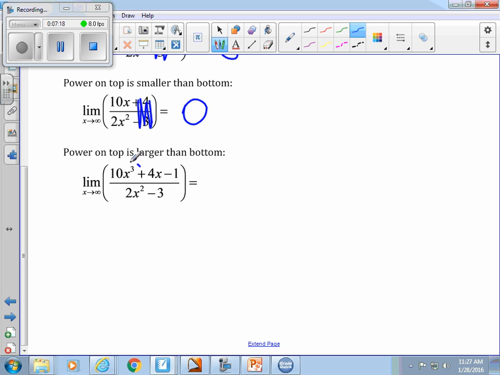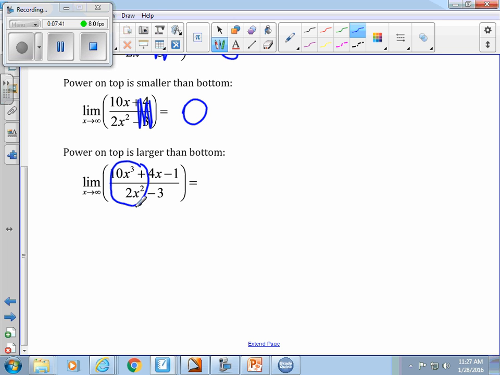If the power on top is bigger, this is a case we haven't talked about because on the bell ringer you said no horizontal asymptote. We are going to go ahead and put an answer on this limit, but it's either going to be infinity or negative infinity. Would you agree with that? It's either approaching positive infinity or negative infinity, and we are going to answer with one of those two things.